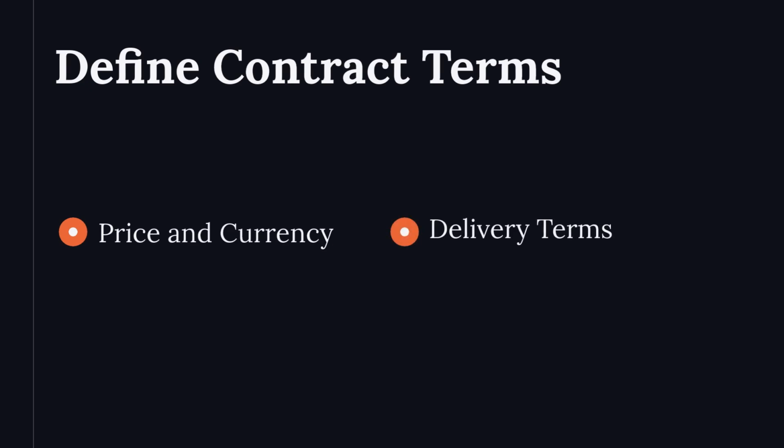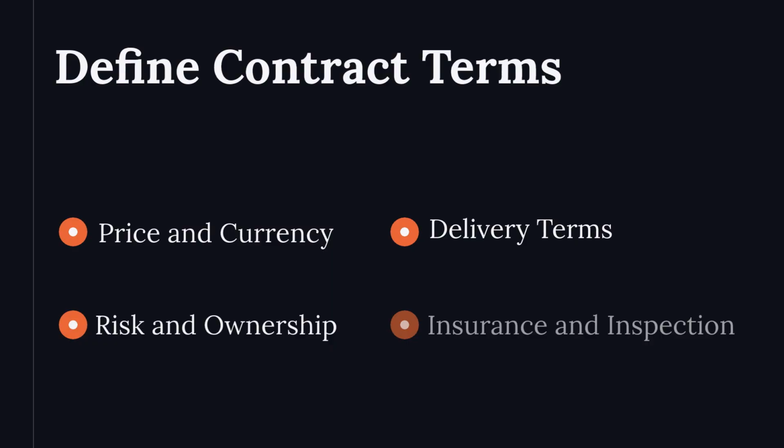When drafting international sales contracts, parties should clearly define price and currency of payment. Delivery terms using correct Incoterms are crucial. Transfer of risk and ownership must be specified. Insurance responsibilities and inspection rights should be outlined. Governing law and jurisdiction clauses are essential.